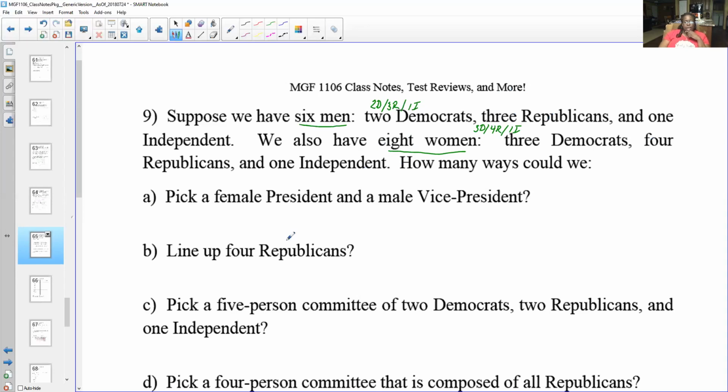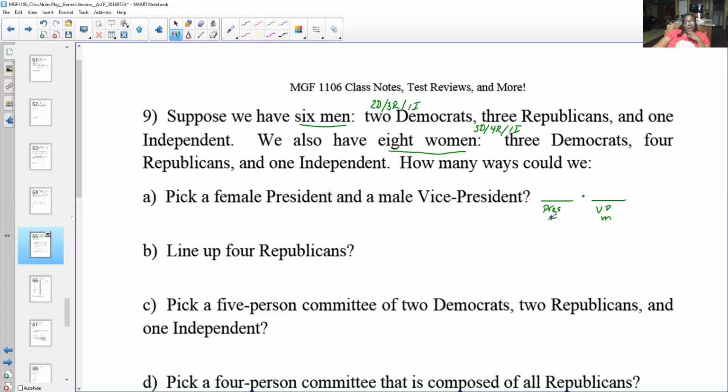It says, how many ways could we pick a female president and a male vice president? So here's our structure. We need a president and a vice president, so we need 2 lines. We need the president to be female and the vice president to be male.